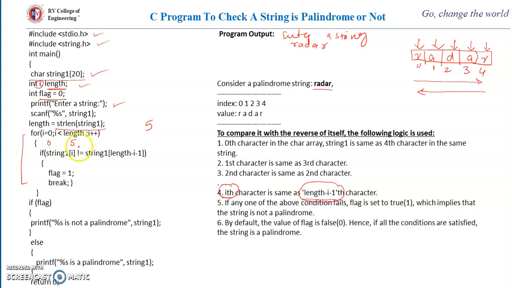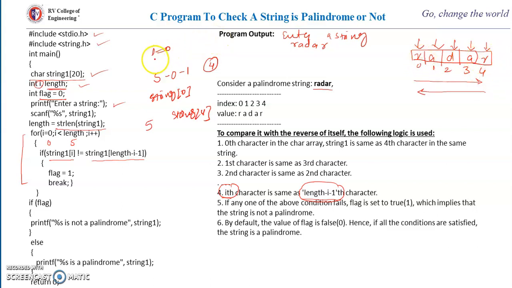The loop should be executed 5 times, and then we are comparing string[i] not equal to string[length minus i minus 1]. So suppose i is equal to 0. What will be length minus i minus 1? Length is 5, minus i which is 0, and minus 1, so 5 minus 1 is 4. That means string[0] is compared with string[4]. So that's what we are doing: 0 is compared with 4.